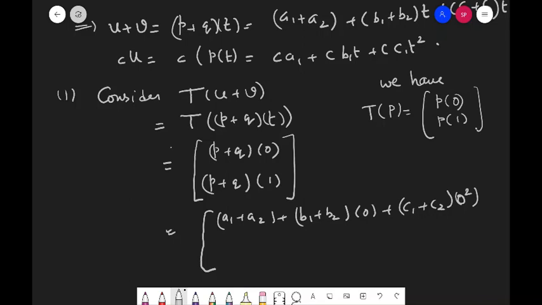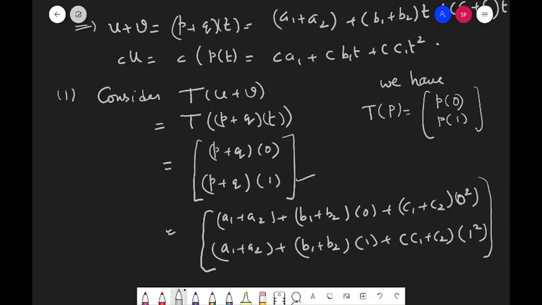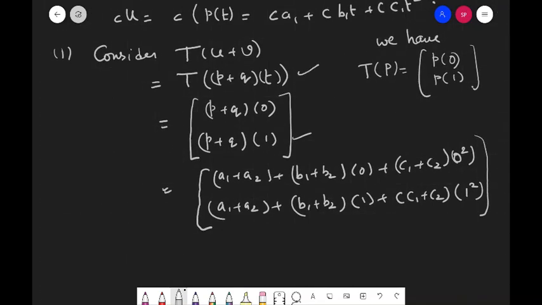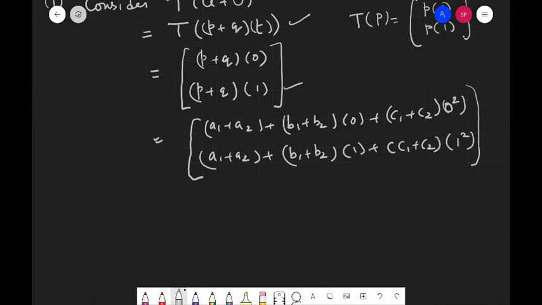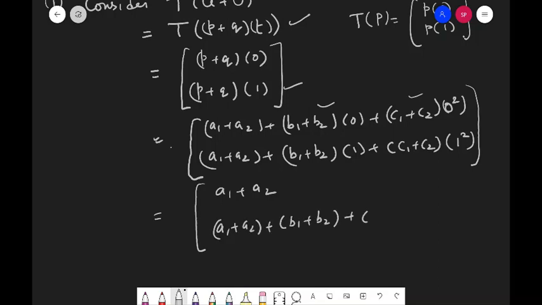And then what is (P plus Q)(1)? It is (A1 plus A2) plus (B1 plus B2) into 1 plus (C1 plus C2) into 1 square. This is a matrix. Here this is a polynomial, but the transformation is giving us a matrix. So this is equal to, this is 0 and this is 0, so it is only A1 plus A2, and this will be A1 plus A2 plus B1 plus B2 plus C1 plus C2. This is LHS.